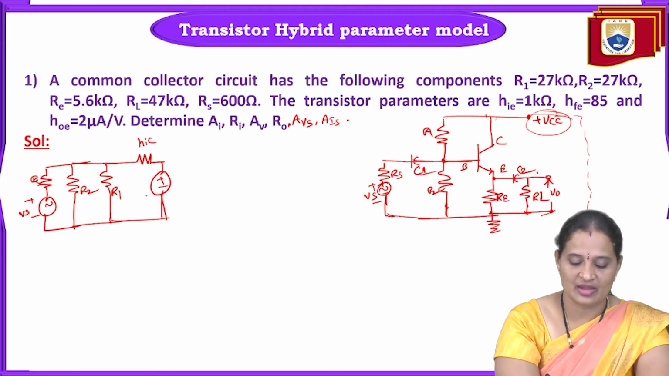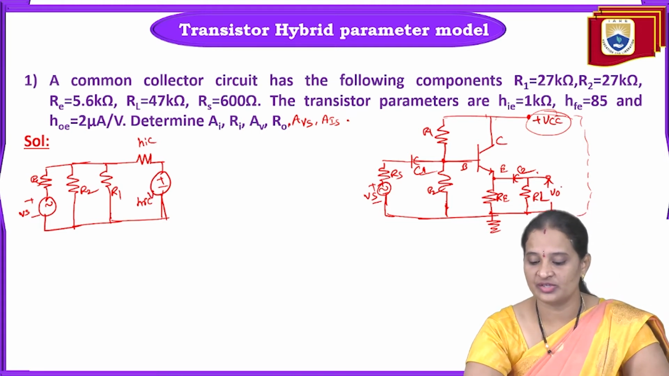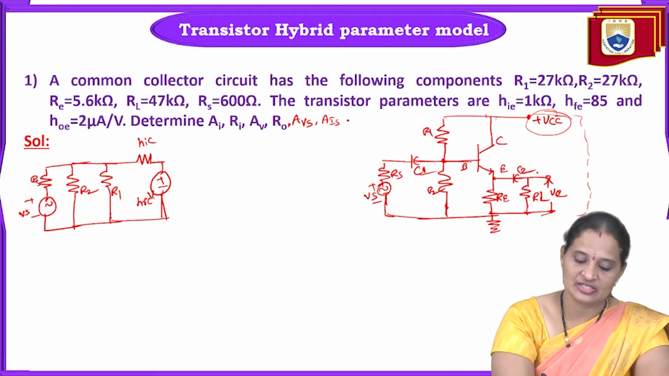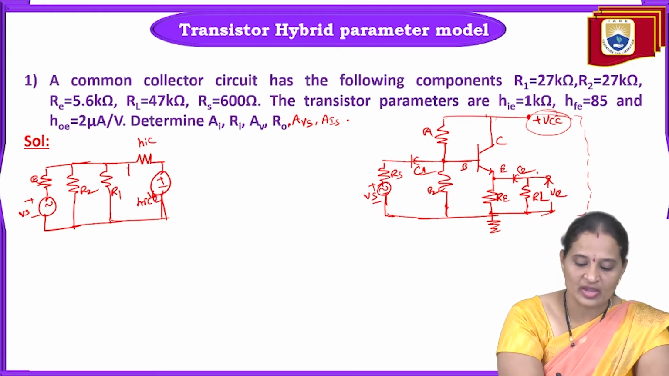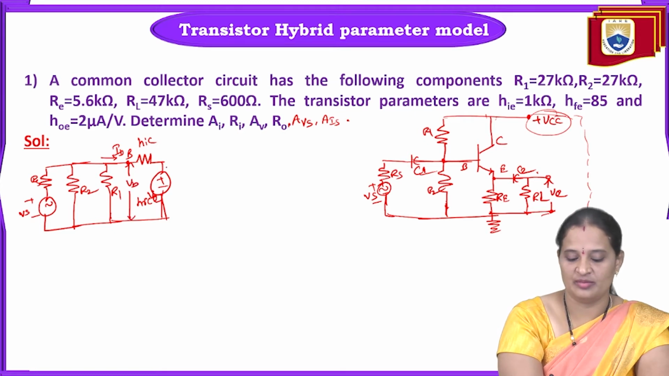This is plus minus, and this is HRC into output voltage. What is the output voltage? We are taking it from the emitter terminal. So that is VE, HRC into VE, whereas this is the base terminal and the current flowing is IB, and the voltage across this one is VB.